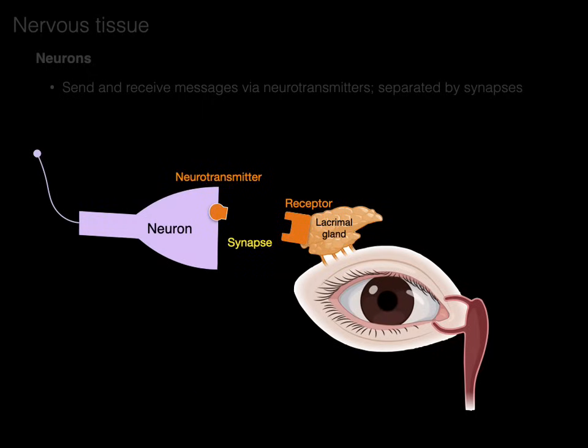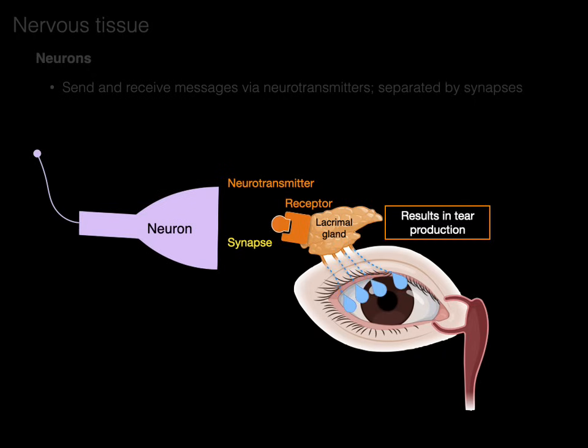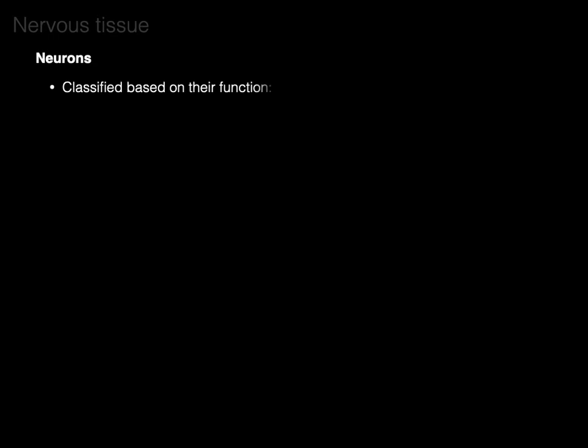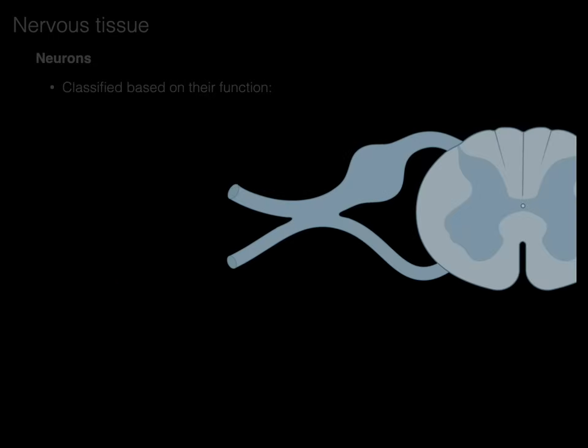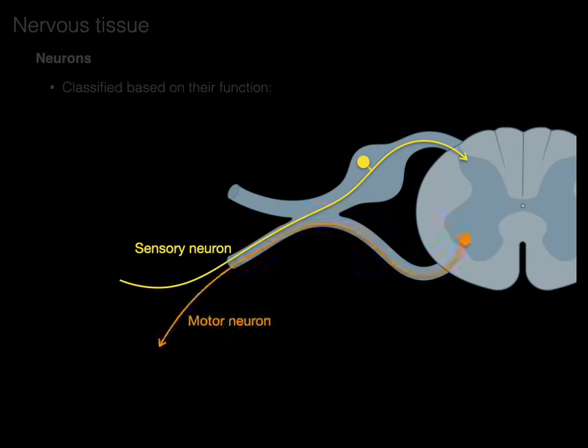So here's an example. A neurotransmitter secreted by one neuron binds to a receptor, in this case the lacrimal gland, which makes tears and it waters your eye. All right, neurons are classified based on their function. Sensory neurons conduct an action potential towards the central nervous system. Motor neurons conduct an action potential away from the central nervous system. And an interneuron connects sensory and motor neurons.